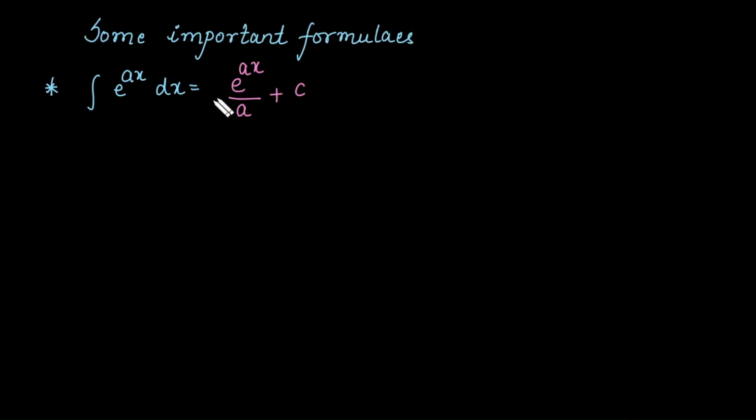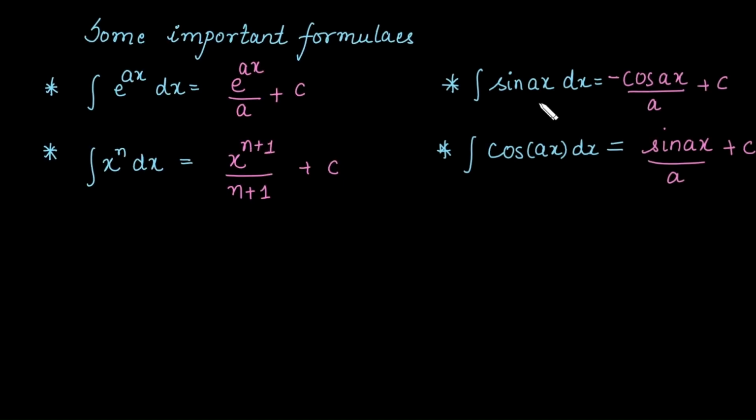These are some important formulas of integration. So first is the integration of e raised to power ax, that is e raised to power ax by a plus some constant, because we are dealing with indefinite integration. Integration of x raised to power n is x raised to power n plus 1 divided by n plus 1 plus some constant. Integration of sin ax is minus cos of ax divided by a plus some constant. Integration of cos ax is sin ax by a plus some constant.